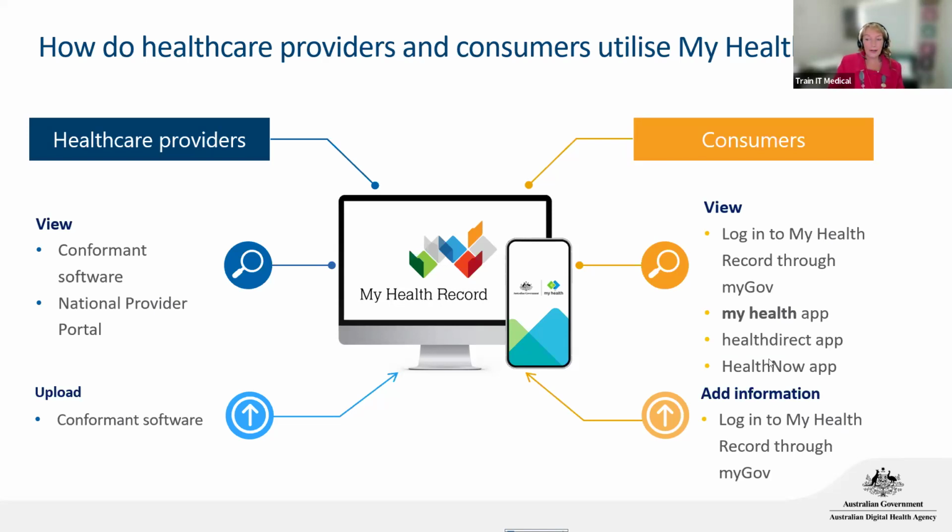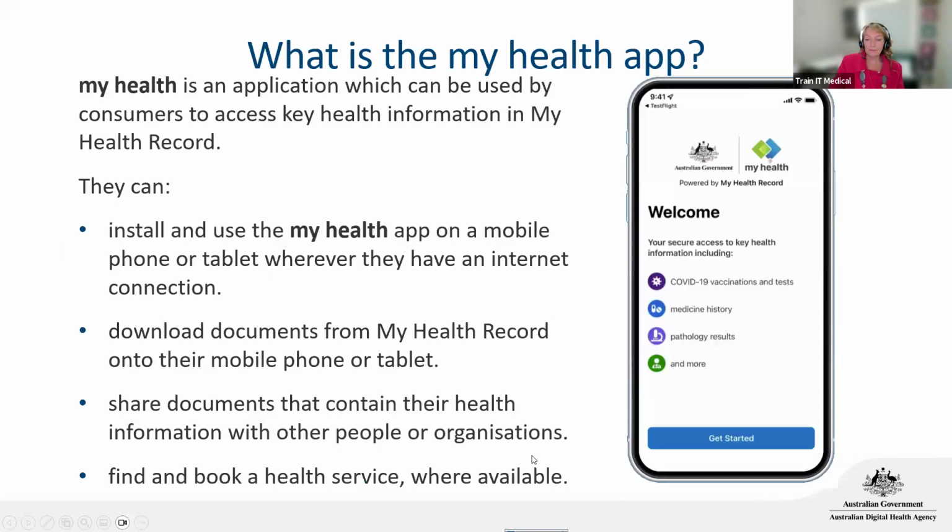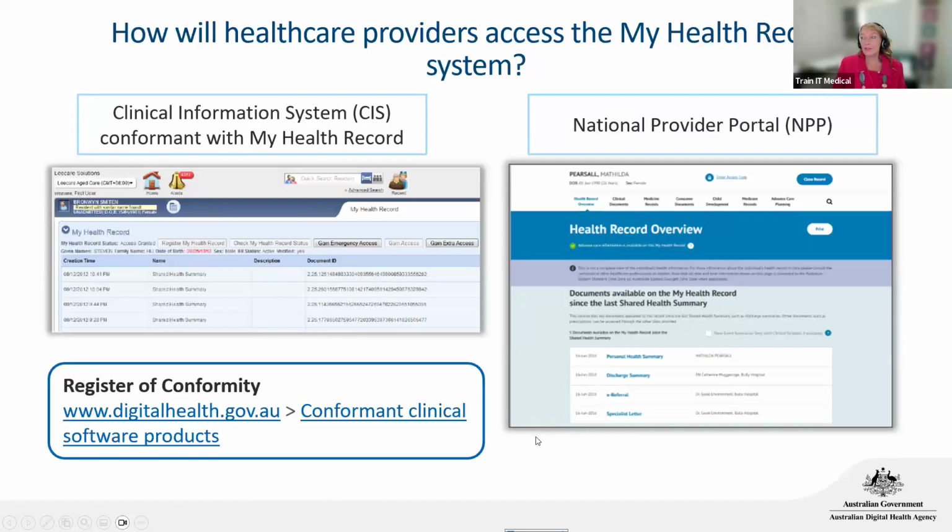There's also a Health Direct app and a Health Now app. And yes, you can add information. I have added information. So it's an app that can be used by you. Install it on your phone or a tablet. You can download documents from it, share documents, as I did with the discharge summary, find and book a health service. So we love our apps, don't we?